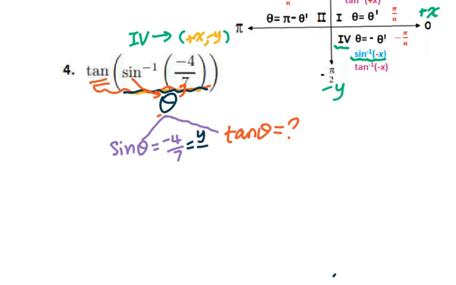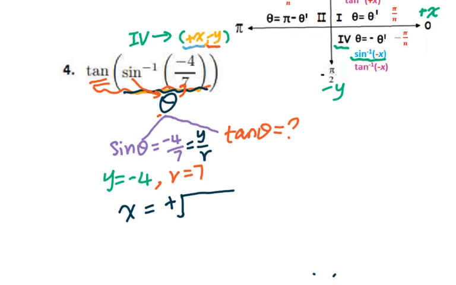Sine is y over r, and we got y equals negative 4. Y is negative. R is always positive. Then we need to figure out that x. X will be positive. The reason why? Because the angle in the fourth quadrant is already shown here, positive x. So we do 7 squared minus negative 4 squared. You will get square root of 33.